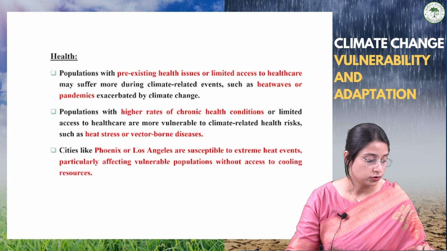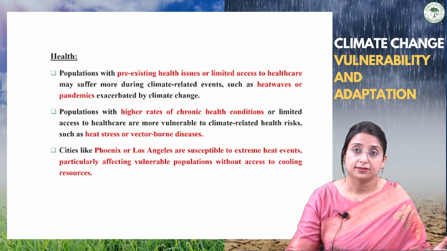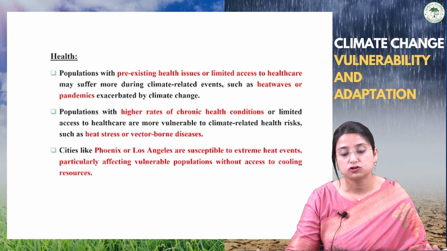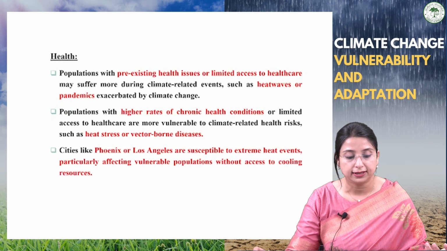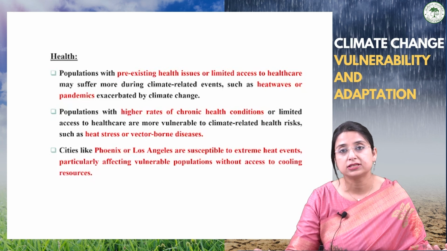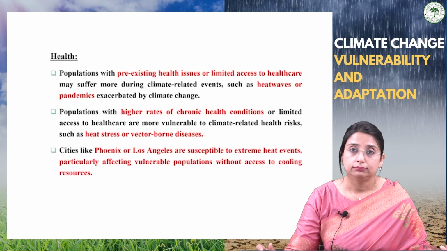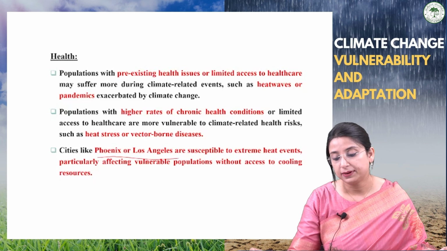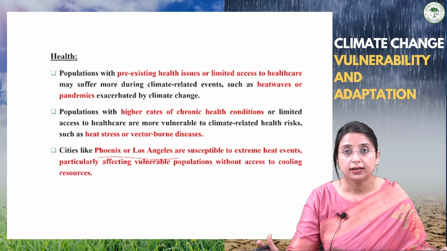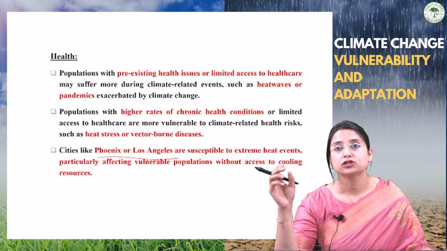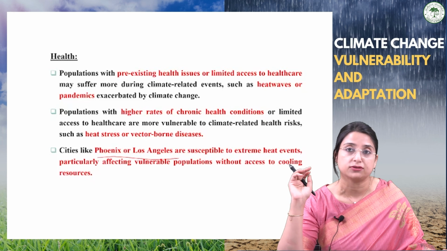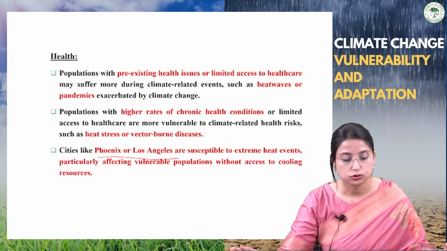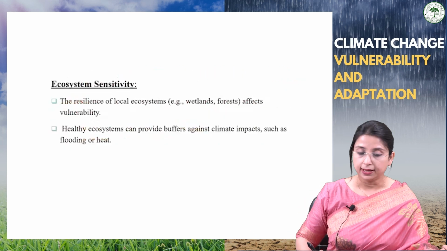So populations with higher rates of chronic health conditions, maybe people suffering from chronic obstructive pulmonary disease, or people with limited access to health care, are generally more vulnerable not only to heat stress but also to various vector-borne diseases. Here we can give the example of cities like Phoenix or Los Angeles, which are mainly susceptible to extreme heat events, particularly affecting vulnerable populations without proper access to cooling resources. In these cities, if the community does not have the proper cooling resources, then surely they will be impacted.